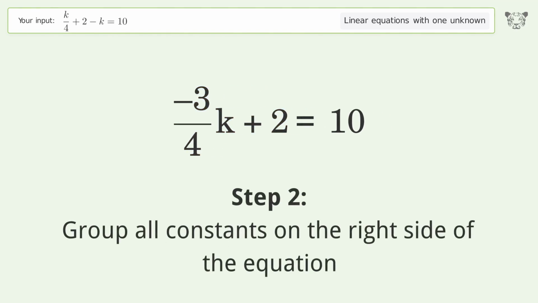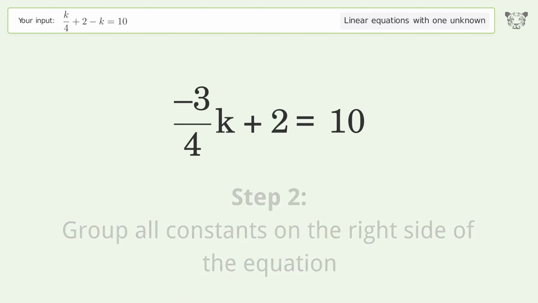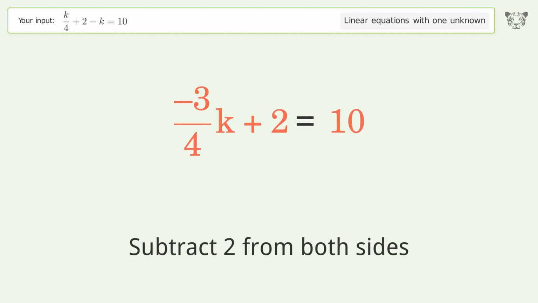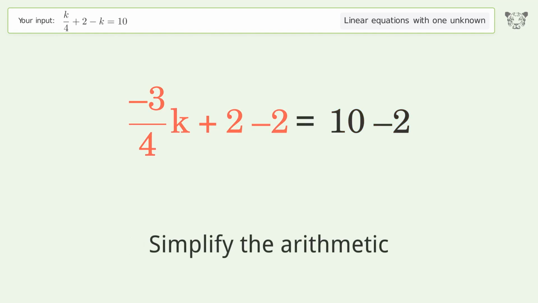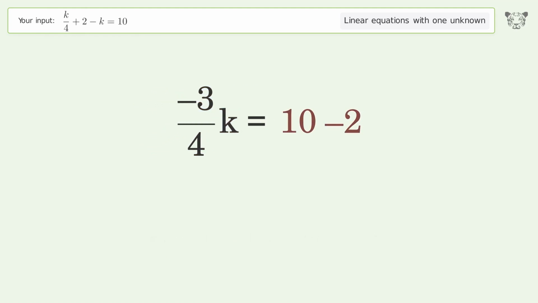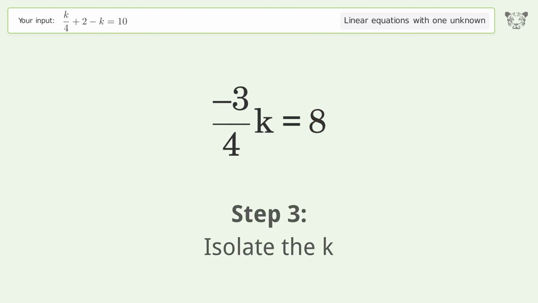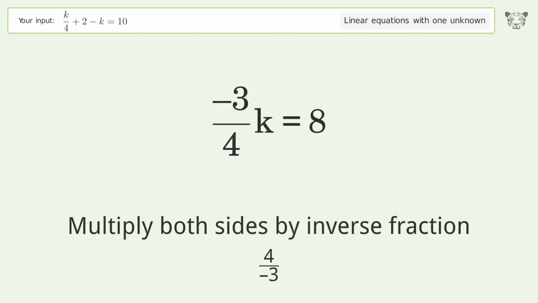Group all constants on the right side of the equation. Subtract 2 from both sides. Simplify the arithmetic. Isolate the k. Multiply both sides by inverse fraction 4/3.